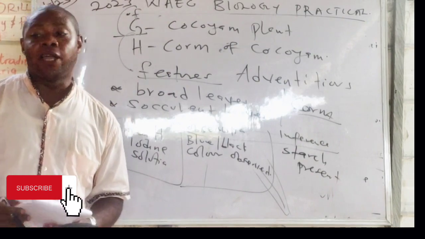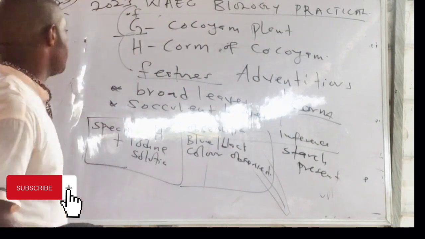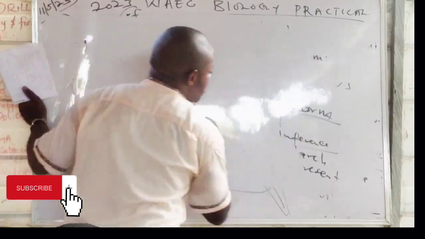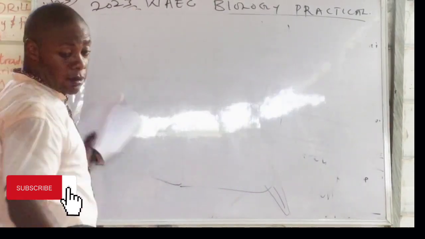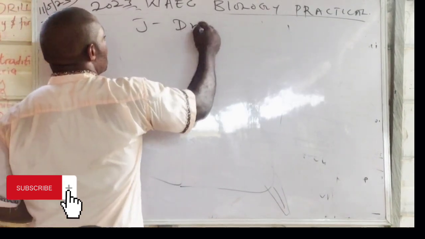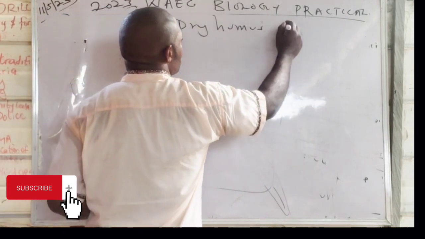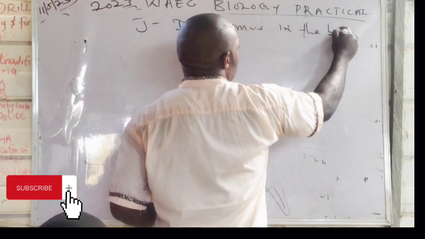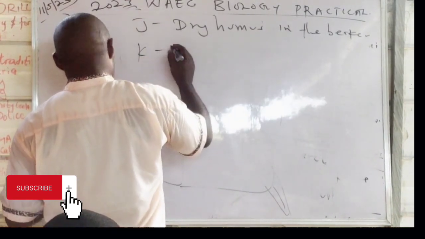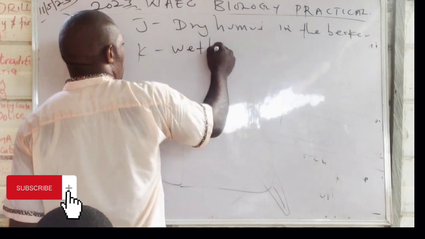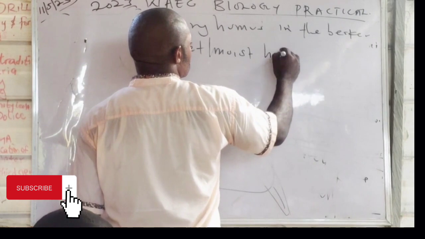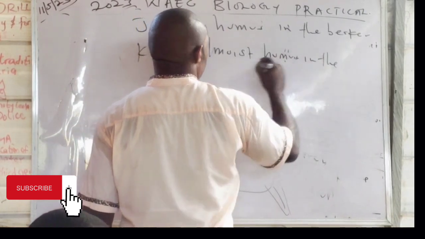So let's go to J and K. Specimen J is dry humus in the beaker. This one is kind of tricky. Then the next one, K, is wet or moist humus, also in the beaker.